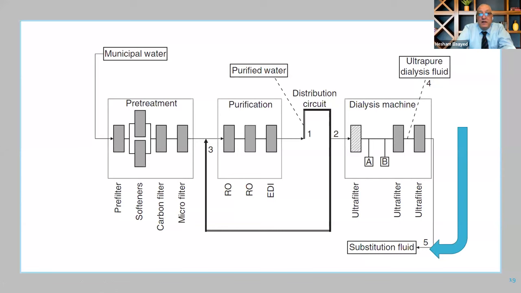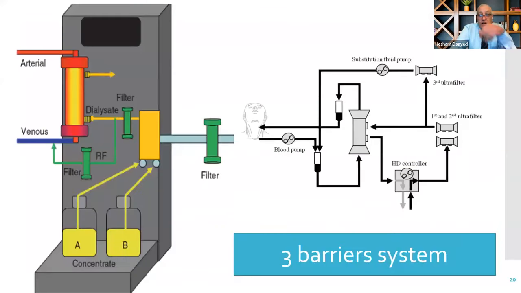Substitution fluid, typically in hemodiafiltration, needs at least two hemodiafiltration filters in series with very high endotoxin capacity. What are called the three-barrier and the two-barrier systems? The three-barrier system means you have three endotoxin retention filters: one endotoxin filter, a second endotoxin filter, and a third one called the ultra filter, which is disposable and comes with the substitution tubing. So we have double filtration behind the hemodialysis machine and a terminal third ultra filter or endotoxin retention filter coming directly to the infusate. This is typically the Baxter rule.